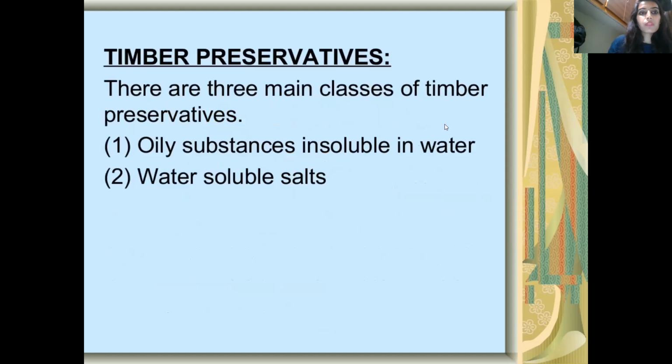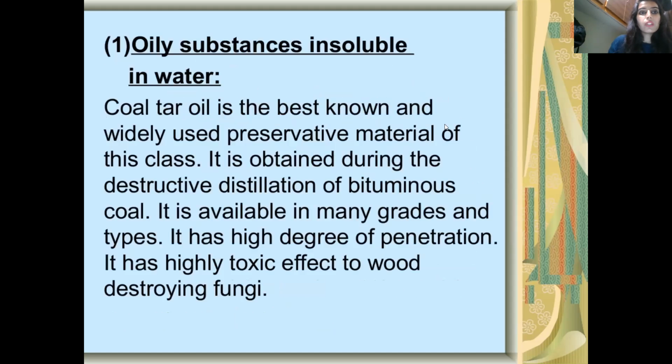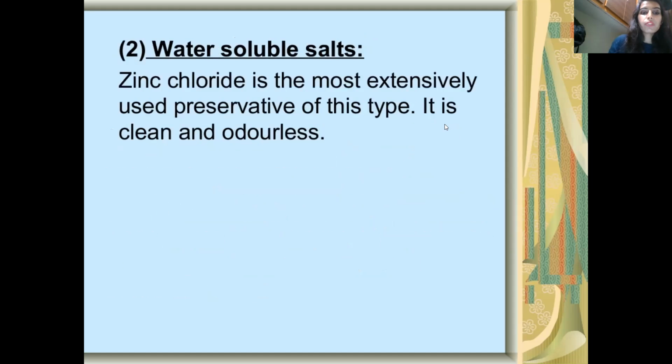Preservation of timber. Timber preservatives. There are three main classes of timber preservative. First, all substances insoluble in water. Coal tar oil is the best known and most widely used preservative material of this class. It is obtained by the destructive distillation of bituminous coal. It is available in many grades and types. It has a high degree of penetration. It has a highly toxic effect on wood-destroying fungi.